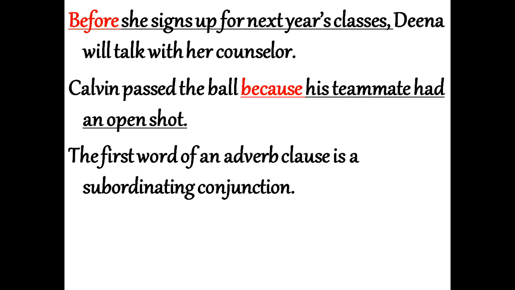Now when the subordinate conjunction comes at the beginning of the sentence, then at the end of that subordinate clause we have to put a comma. But if the subordinate conjunction comes in the middle of the sentence, or you can say when the subordinate clause comes second, after the main clause, then we don't put a comma. Like in example 2, Calvin passed the ball because his teammate had an open shot.